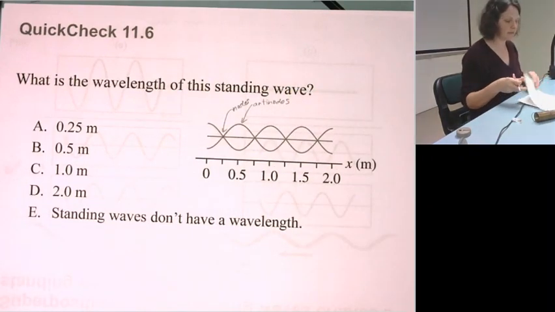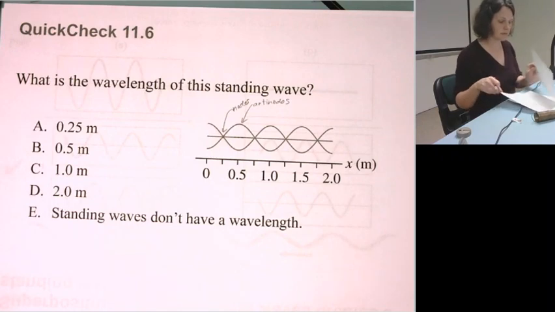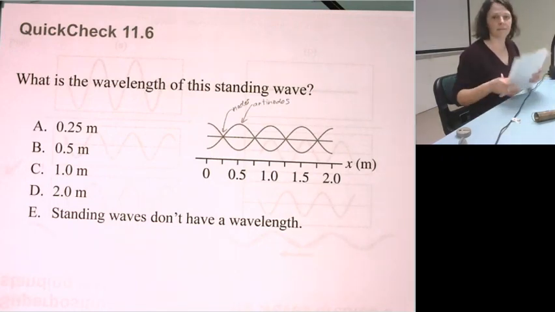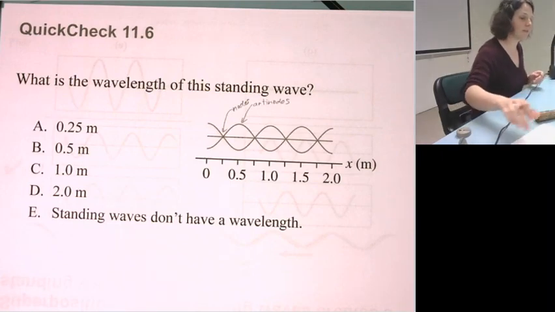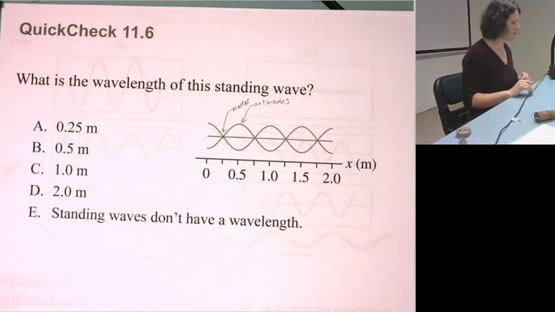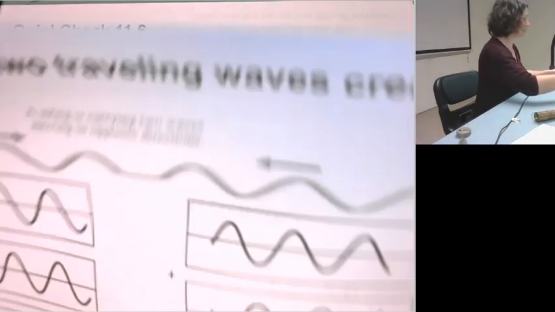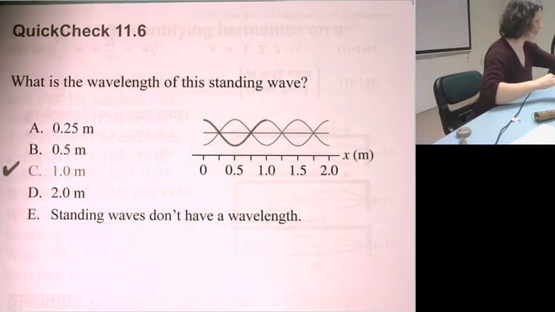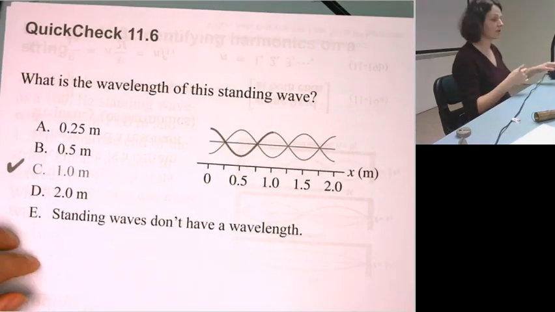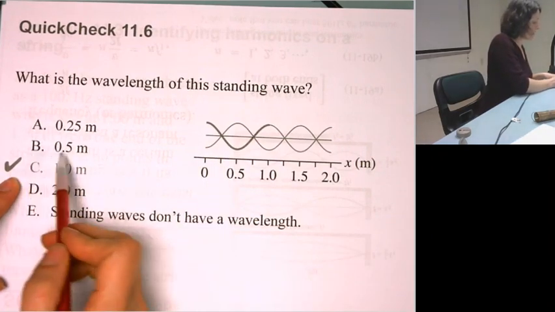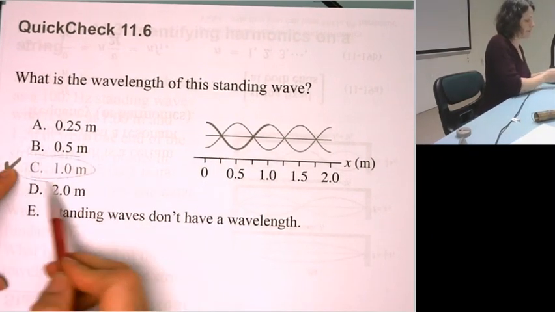Let's try to figure out the wavelength of the standing wave. So pause it and figure out what you think the answer is. And then when you're ready, unpause it and come back. And here we go. So here's the standing wave pattern. If you messed this up, what you probably clicked was B, but C is the right answer.